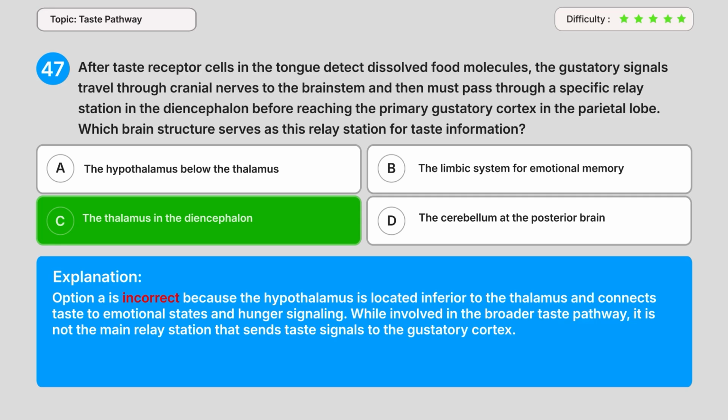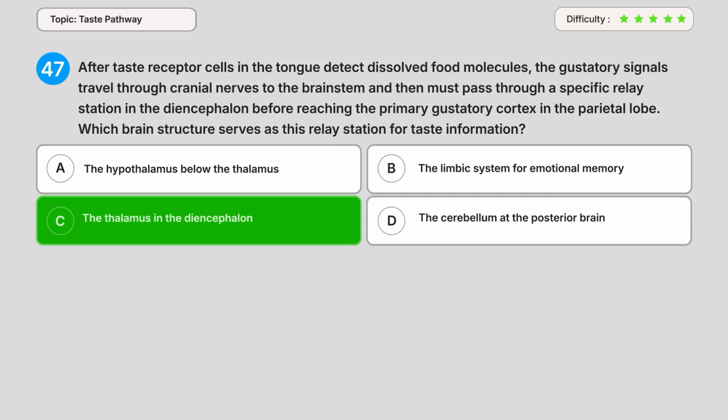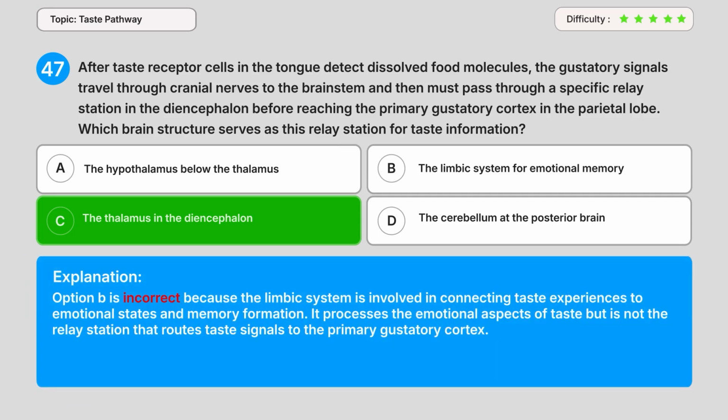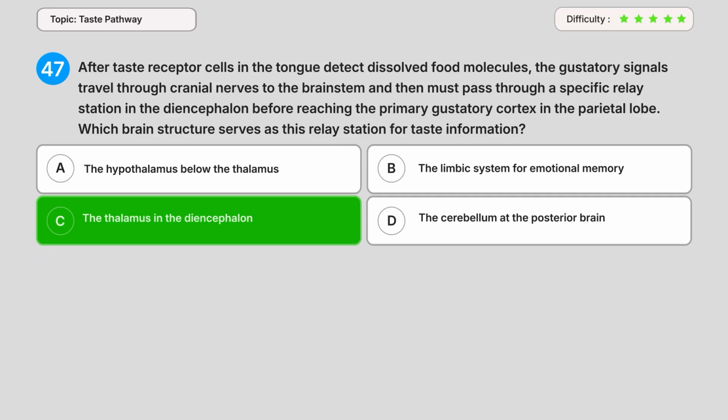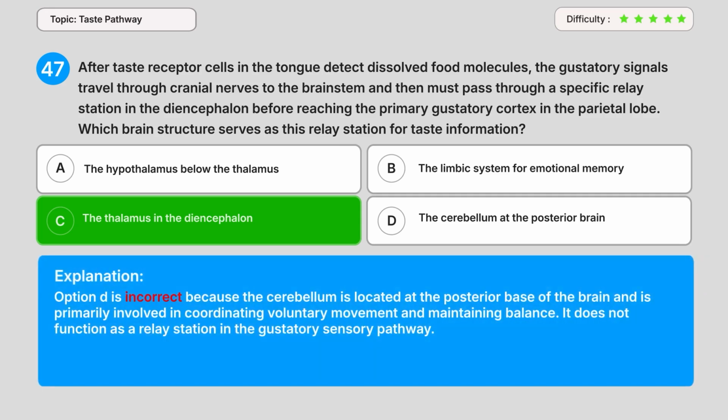to the gustatory cortex. Option B is incorrect because the limbic system is involved in connecting taste experiences to emotional states and memory formation. It processes the emotional aspects of taste, but is not the relay station that routes taste signals to the primary gustatory cortex. Option D is incorrect because the cerebellum is located at the posterior base of the brain and is primarily involved in coordinating voluntary movement and maintaining balance. It does not function as a relay station in the gustatory sensory pathway.